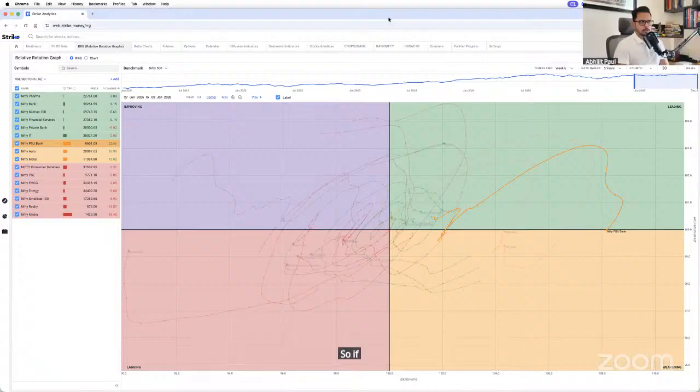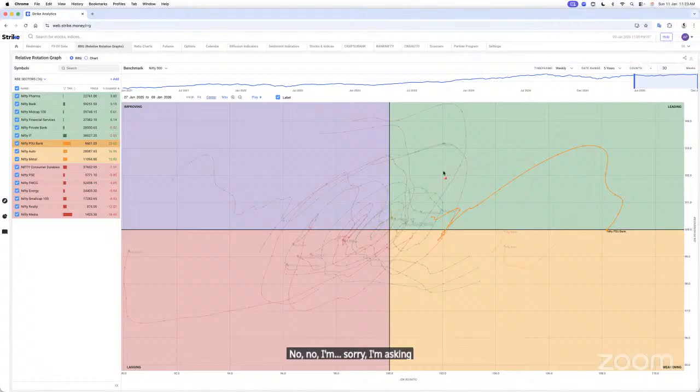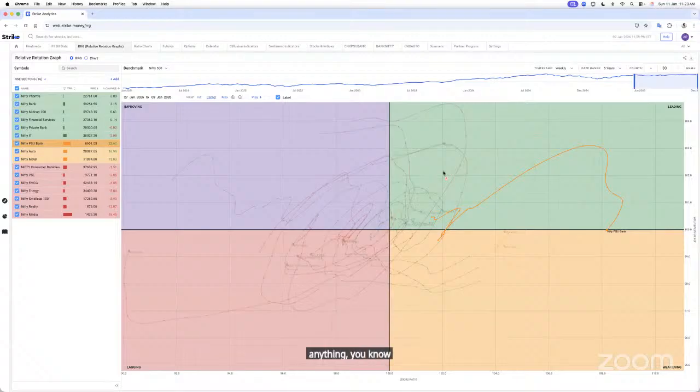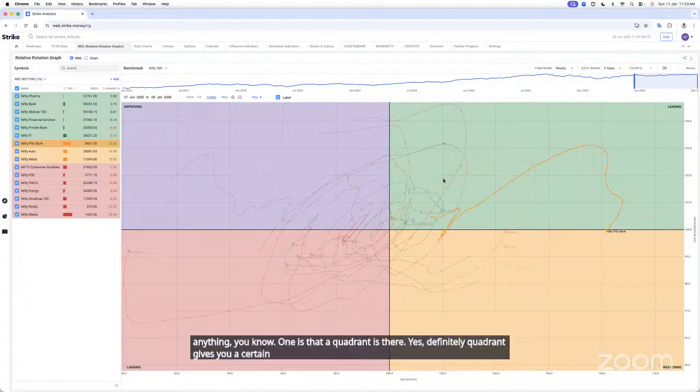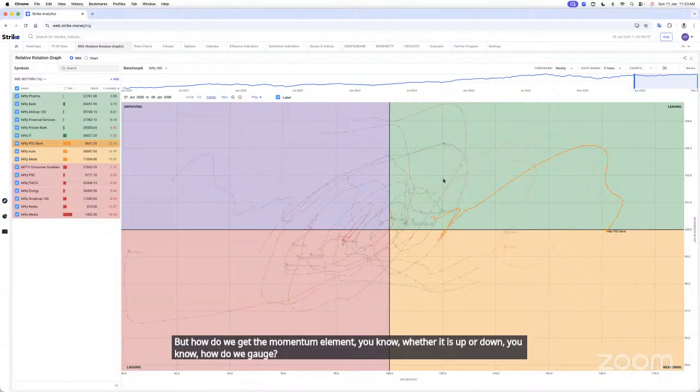If you're asking about the formula and the calculations, that we don't know. No, no, I'm sorry, I'm asking visually. Is there any way that we can visually interpret it in terms of slope or anything? Understood. One is that the quadrant is there. Yes, definitely the quadrant gives you a certain indication of slope, but that could be momentum on the downside. There could be momentum on the upside. So momentum is there both ways, correct? But how do we get the momentum element, whether it is up or down? How do we gauge?